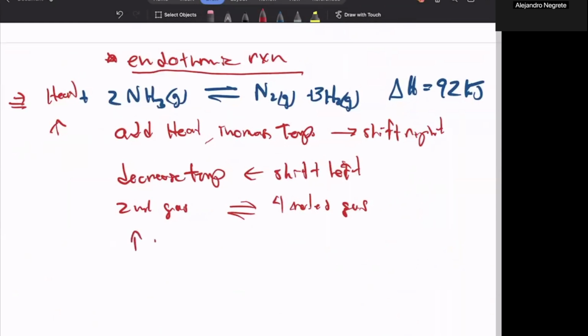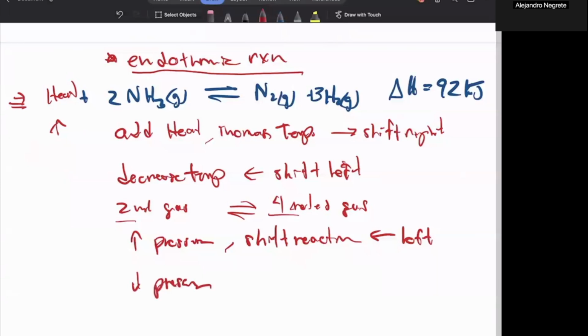So here, if we increase pressure, pressure goes up, this is going to shift the reaction to the left, right? 4 moles of gas is just too much space. So the system has to relieve that stress by pushing this reaction to the left. So we have fewer moles of gas with the increase in pressure. And then just the opposite. If we decrease the pressure, we have more room and we're able to shift the reaction to the right.